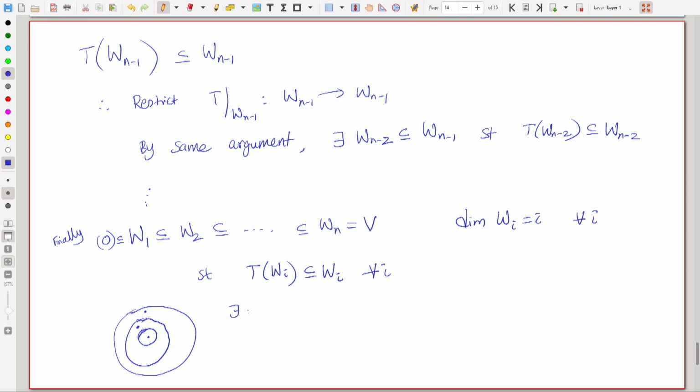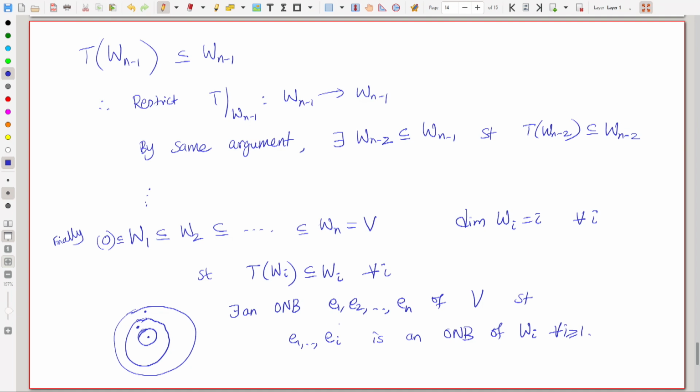So there exists an orthonormal basis E1, E2, up to En of V with the property that if you stop at the ith step, E1, E2, up to Ei, it is an orthonormal basis of Wi for all i. How do you construct this? Step by step extending the basis: start with W1, extend to W2, extend to W3 and so on. So you construct a basis of the whole space which is compatible with this flag.